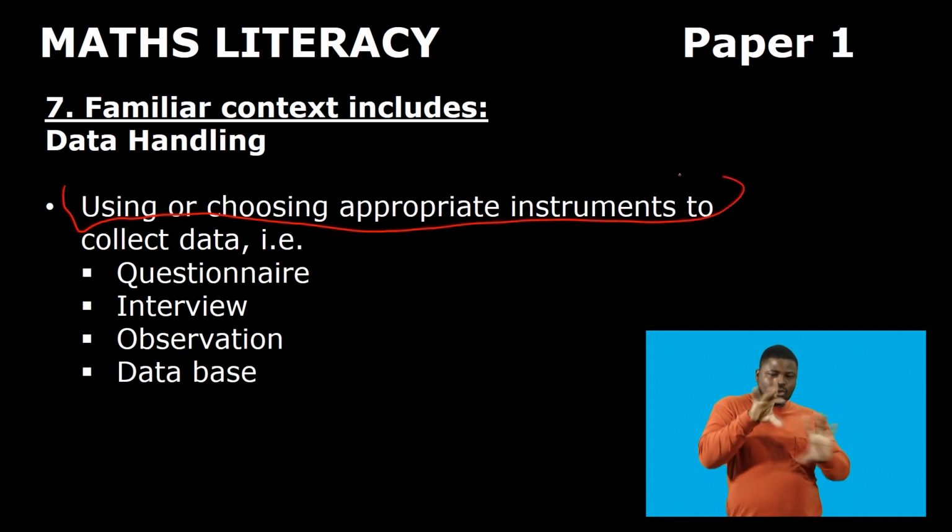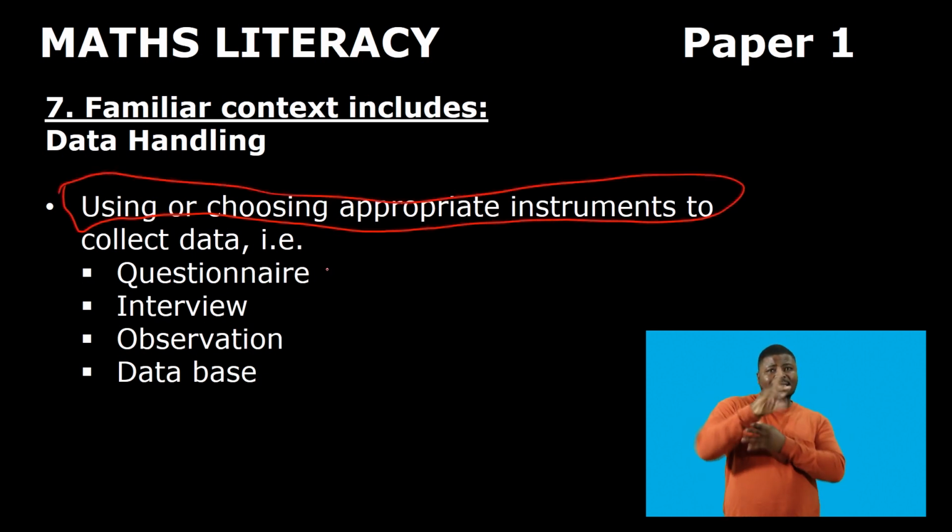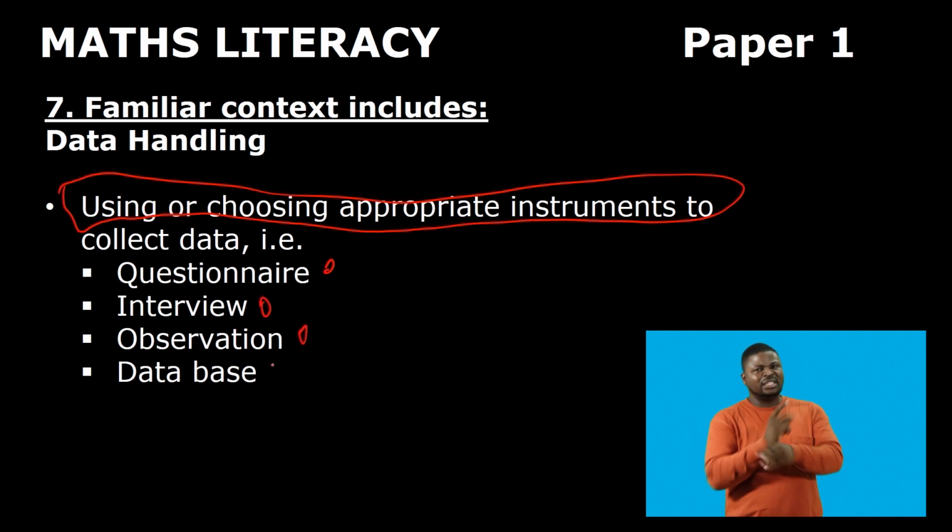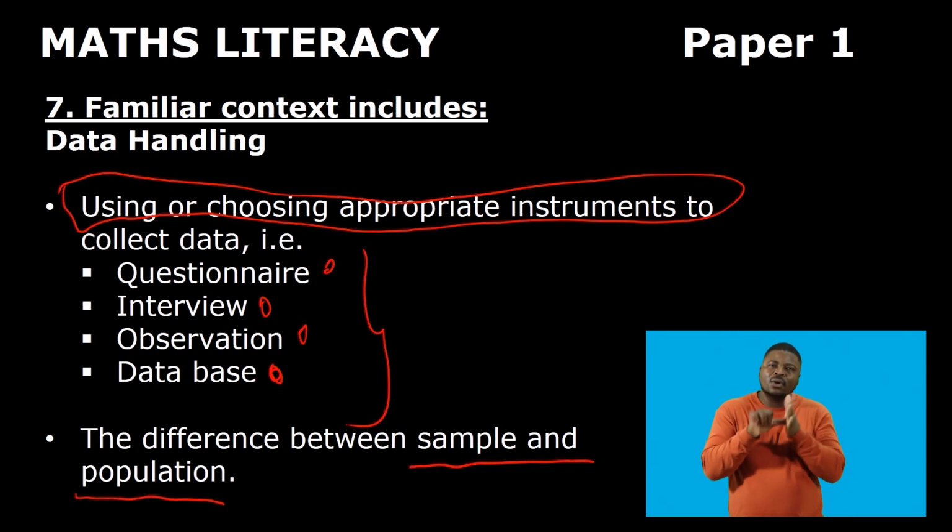Now, after you developed your questions, you will be choosing appropriate instruments to collect data: your questionnaire, an interview, an observation, or getting it from a database. Remember, it's very important for you to be able to develop questions surrounding the scenario that you are doing research on, and also to know the pros and cons of these different methods or instruments so that you can choose the correct one. And then it's very important that you know the difference between a sample and a population. And remember, for a sample to be reliable, it needs to be a true reflection of the whole population.